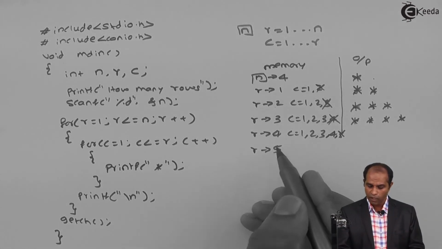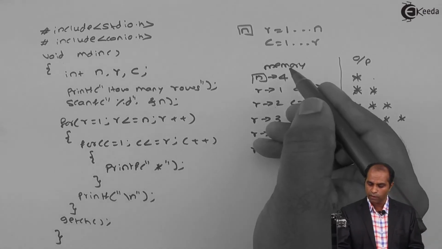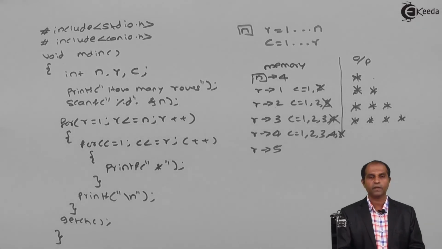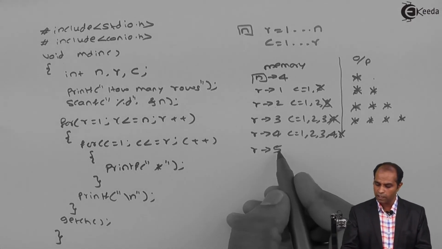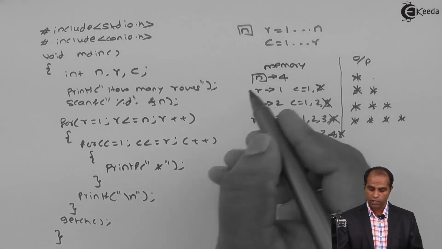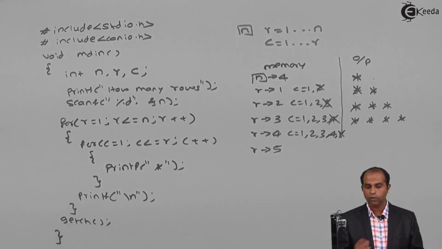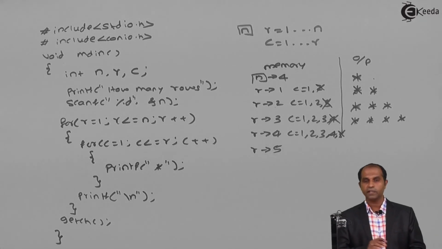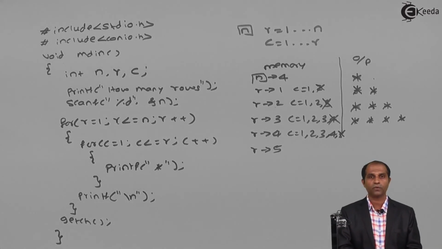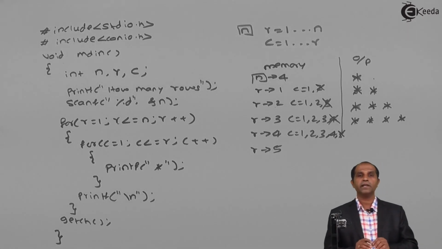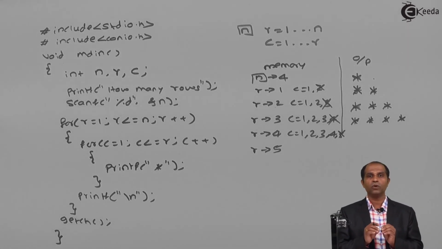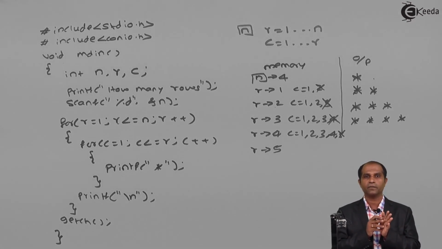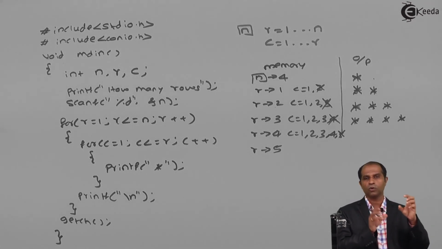When r is 5, 5 less than or equal to the value of n, which is 4, false. If this is false, automatically it will quit. So we have an asterisk pattern being generated for this particular number of rows. Basically, I have tried this particular pattern with only asterisks. It is called a left aligned right angle triangle, where r is going to control the rows and c is going to control the columns.